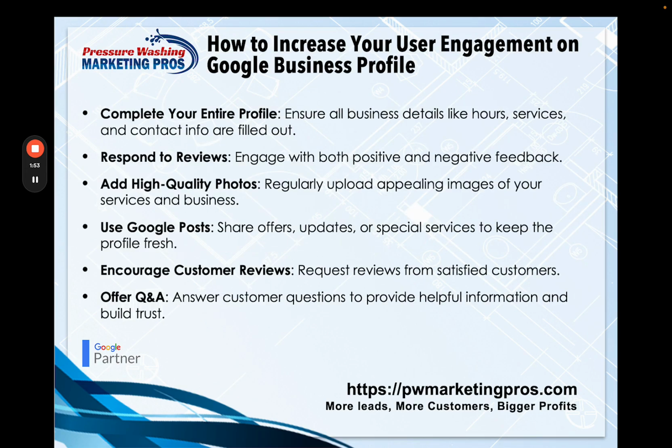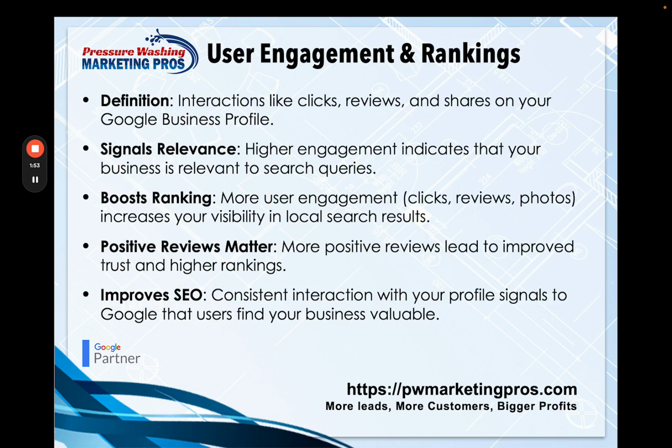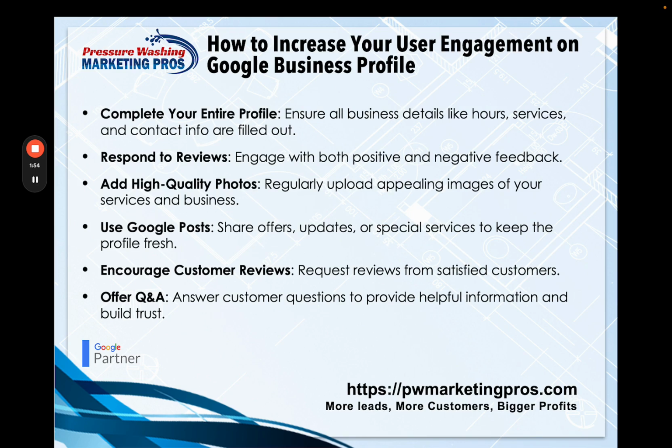So now we'll talk about user engagement and rankings, guys. This is the second to last thing about the factors. So what's the definition of it? User engagement is interactions like clicks, reviews, and shares on your Google business profile. And what this does is it signals relevance. A higher engagement indicates to Google that your business is relevant to search queries. It boosts your rankings, because if Google deems you as relevant, they're like, we need to boost this guy's rankings even more. And so positive reviews matter, and it improves SEO, as you guys already know. So how do you increase your engagement on your Google business profile, guys?